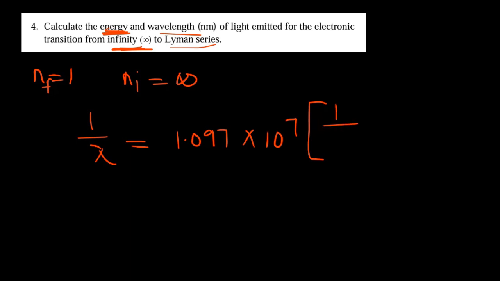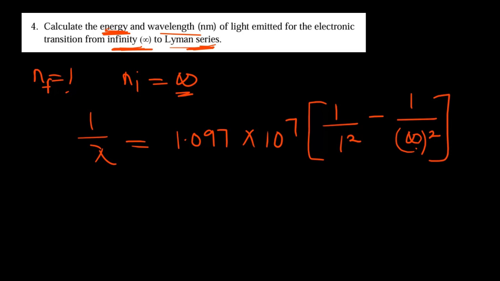So they want us to calculate the energy and the wavelength. So we're going to use Rydberg's equation to find the wavelength. So we're going to say 1 over wavelength is equal to 1.097 times 10 to the power 7, and then we put the transition here, which will just be 1 over n final squared. Our n final is 1 because we're dealing with Lyman series. So I'm going to write 1 squared minus 1 over n initial squared. So n initial is infinity, so I'll put infinity here and then squared.